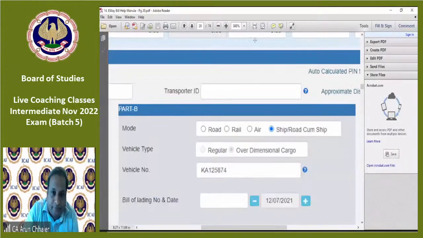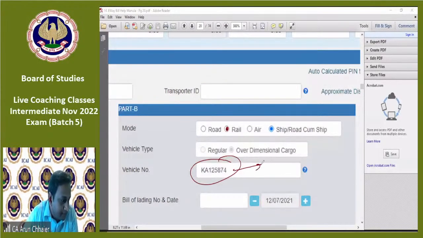See, I am sending the goods through rail. So I have to select the rail and in the docket number, I have to give the railway receipt number. Now, timing to enter this part B is normally prior to the movement. But in case of rail, air, and ship, it is after the movement but before delivery.